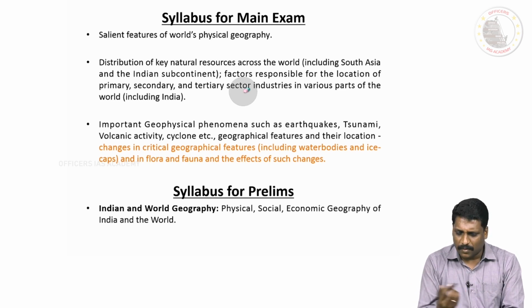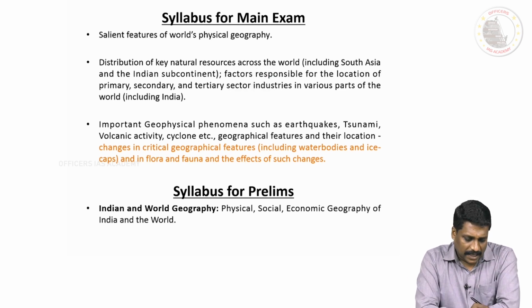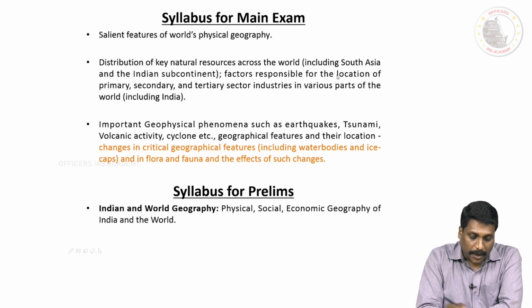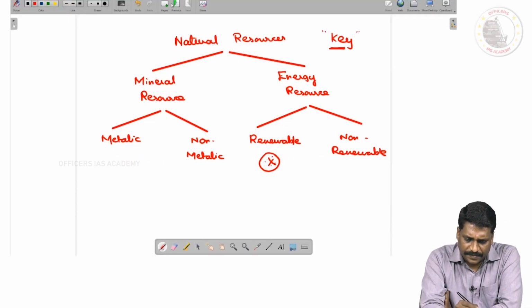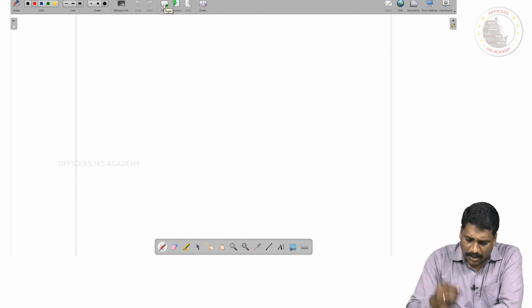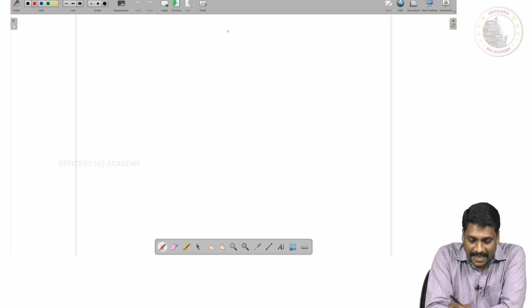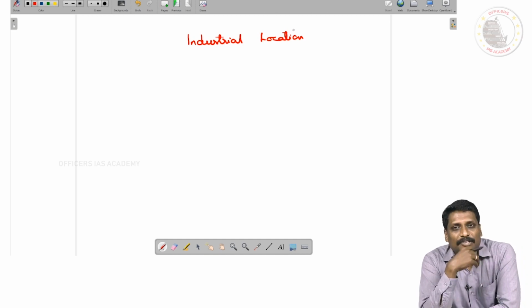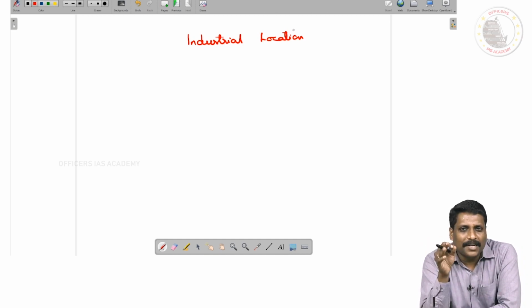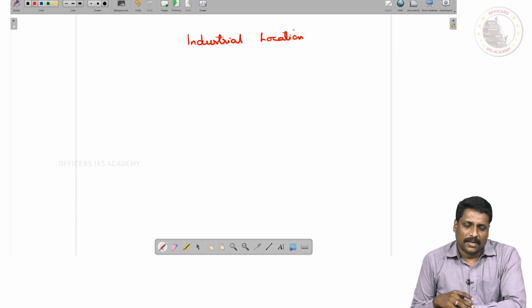Now comes the question. As I said, the factors responsible for the location. It means we are just talking about the locational aspect of an industry. You call them as what? Industrial location. In general, it means industrial location. Now, when I talk about industrial location, sir, the location of an industry primarily depends on two places, two locational aspects.